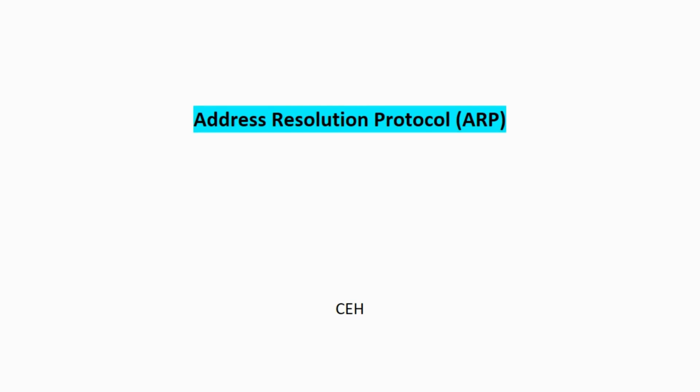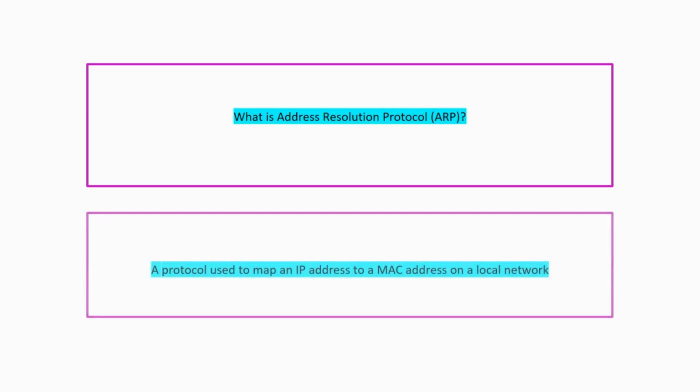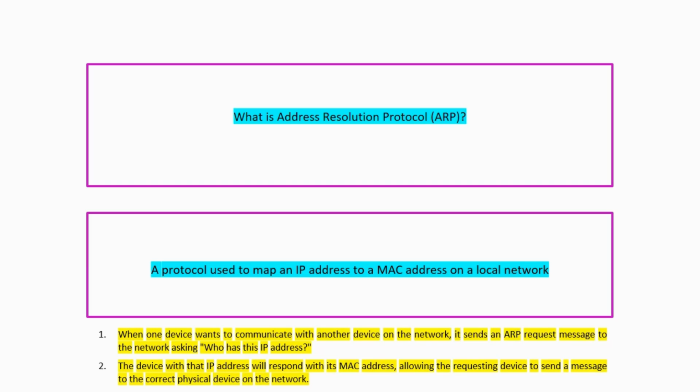In this lecture, we will discuss Address Resolution Protocol, that is ARP. Let us understand what is ARP. It is a protocol used to map an IP address to a MAC address, that is physical address, on a local network.